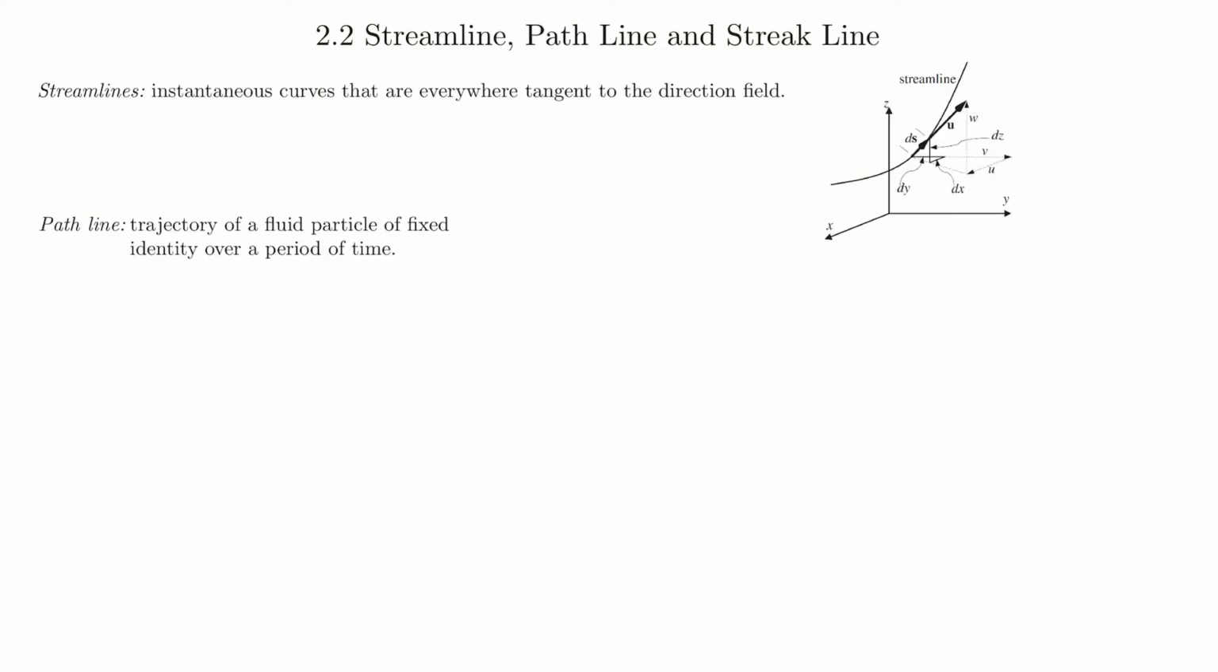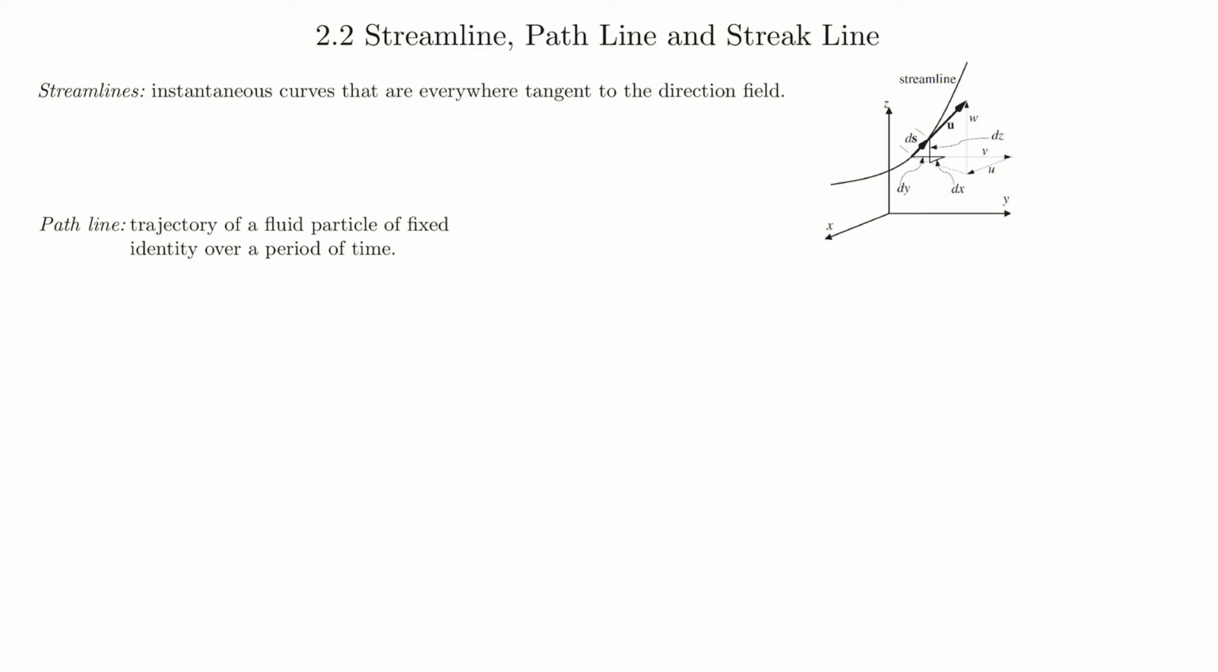Okay, now we're going to look at the streamline, the pathline, and the streakline, which you may have seen before at an undergraduate level fluid mechanics course. But here in advanced fluid mechanics, we're going to review this, and we're going to make sure we have the equations so we can mathematically write the streamline and look at a few interesting things about them. So we define a streamline, as shown here, as instantaneous curves that are everywhere tangent to the direction field.